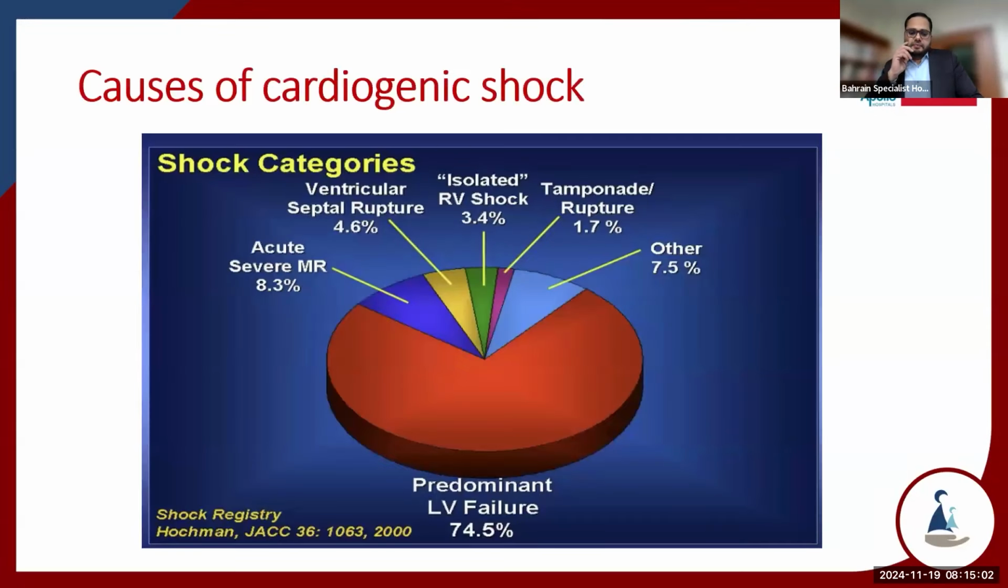As you can see in this graph, predominantly it is LV failure due to an MI. So it's around 75% of the patients. RV shock is about 3%. VSR is about 4%. Acute MR is about 8%. Tamponade is about 1 to 2%.